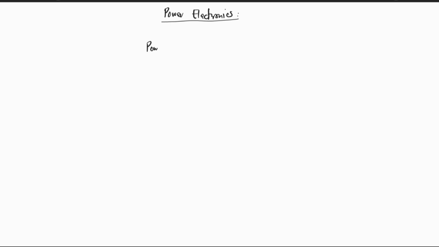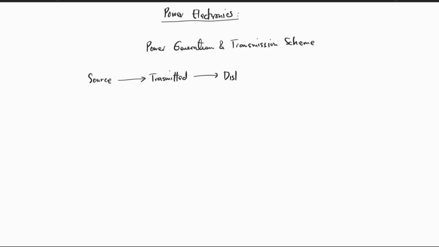In a power generation and transmission scheme, we are going to look at how the power is generated and how it is transmitted to the distribution end. So we normally have the source. We have the source that produces the energy, especially the electrical energy, and it is transmitted to the distribution.